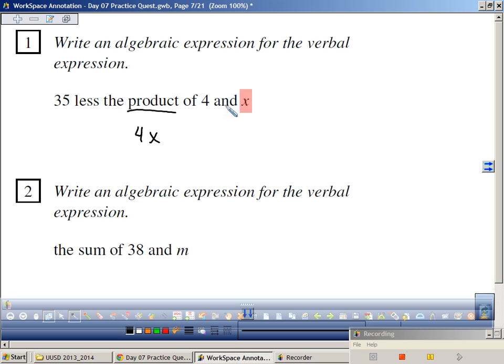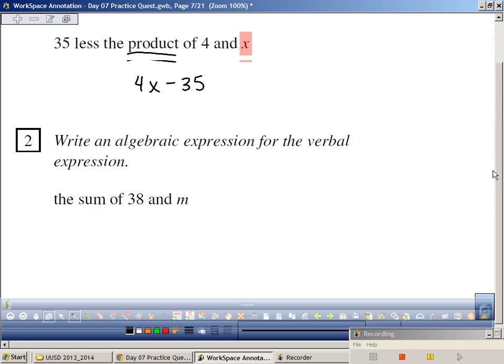Okay, let's back up some more. 35 less the product. So where is 35 less going to go? 35 less? Would it be this? 35 minus 4x? No, it would be 4x less 35. Right? Working backwards. Let's try the next one.